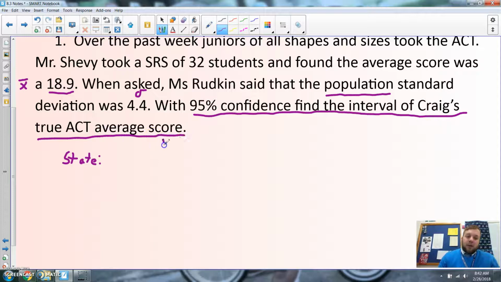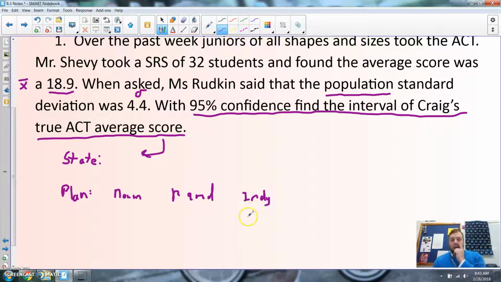Do not do this and put an arrow on your test, by the way. Don't do it. I know I'm doing it for time's sake. Plan. I know you guys don't have very much room on your paper either. Plan. Well, is it normal? Is it random? Is it independent? For sake of time, I can't write all these things out.